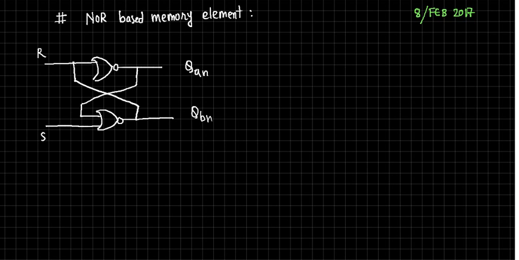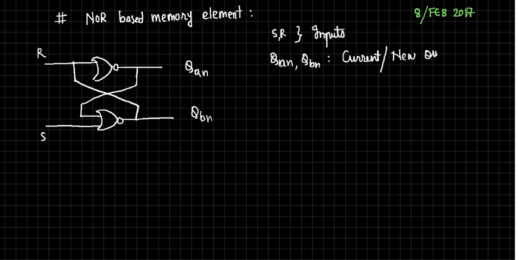So S and R are the inputs, and QAN and QBN are the current or new outputs, or new states, you can say. Let QA and QB be the previous states.